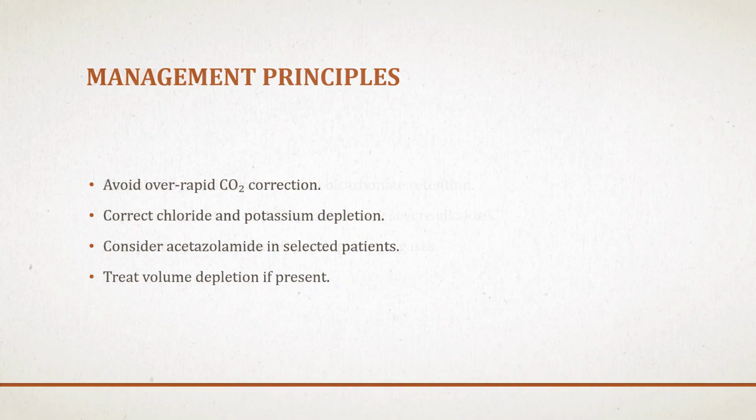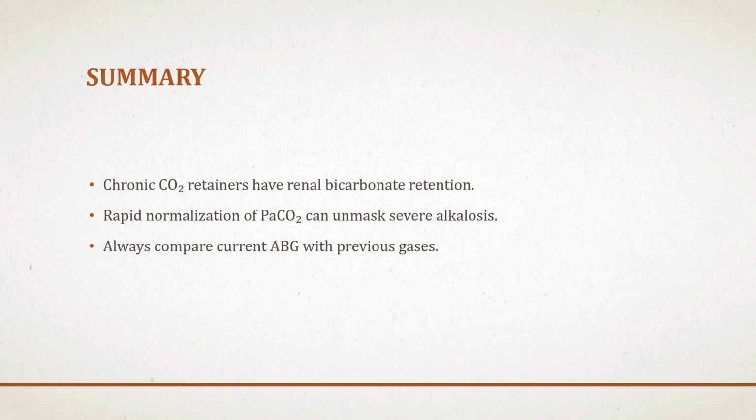Remember, chronic CO2 retainers have renal bicarbonate retention. So rapid normalization of CO2 can unmask severe alkalosis. Therefore, to diagnose this entity, always compare the current ABG with previous gases.